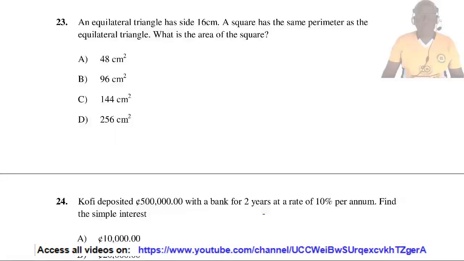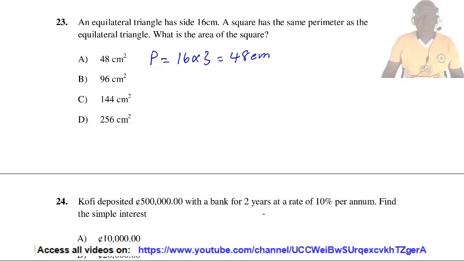Question 23. An equilateral triangle has side 16 centimeters. A square has the same perimeter as the equilateral triangle. What is the area of the square? An equilateral triangle is a triangle with 3 equal sides. So the perimeter P is equal to 16 times 3, which equals 48 centimeters.